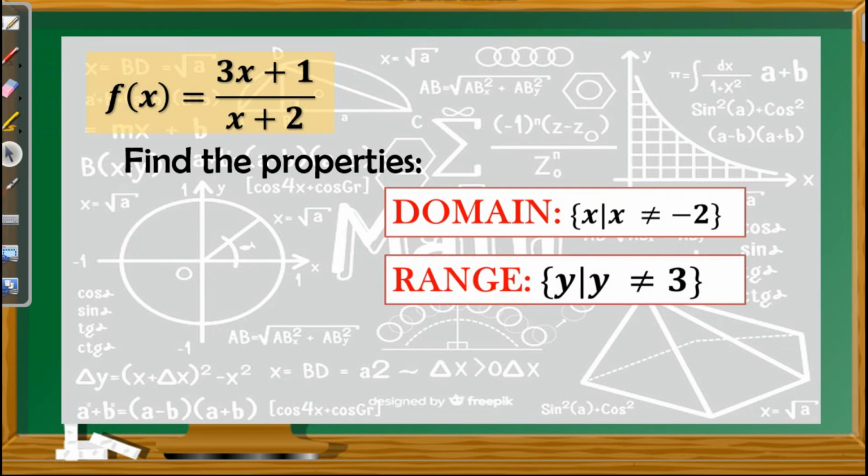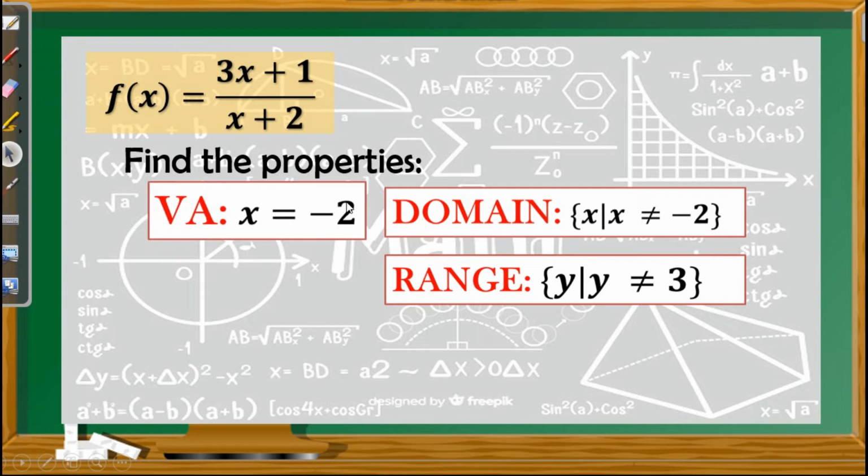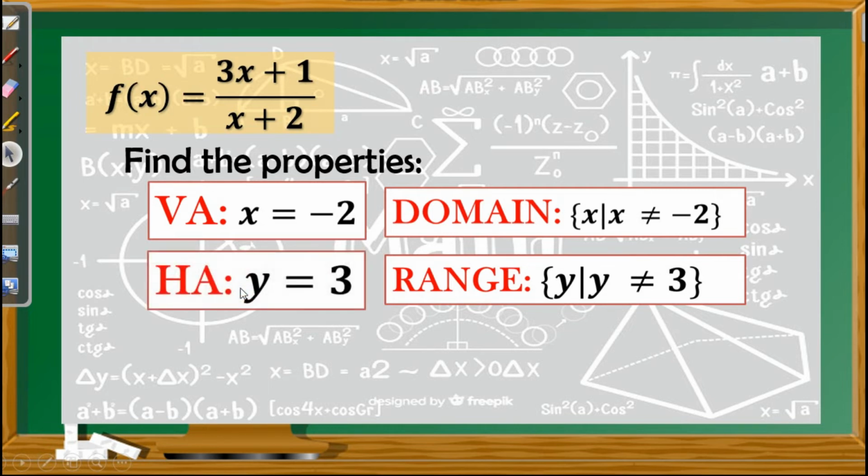For the vertical asymptote, we have to look at the denominator once again, equate it to 0, and we will have negative 2. You have to take note that whatever is the value that is excluded in the domain, that is the equation of the line for your vertical asymptote. Same is true with the range. Whatever the value here, it is also the value in your HA. So we have y equals 3.